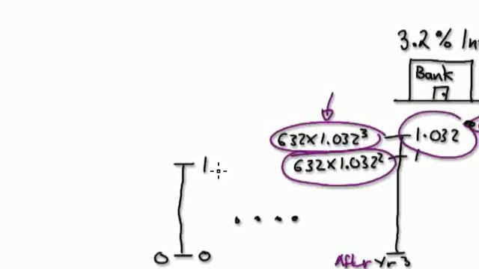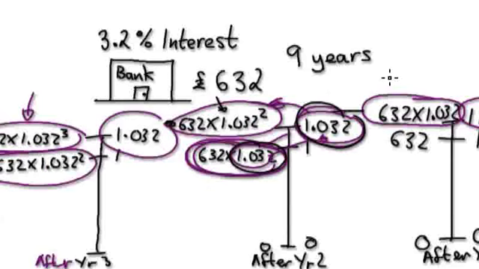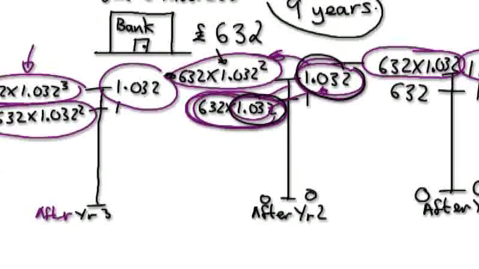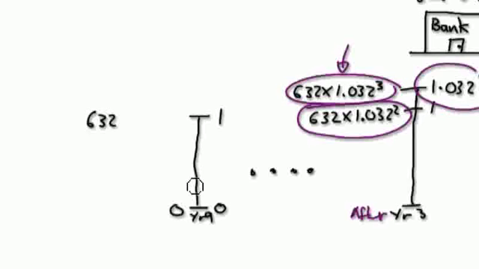So 0, 0, 1. It will be 632. This will be after year 9, because the question is saying we're investing for 9 years. So hang on, let's move this across. After year 9, our diagram will look something like this.